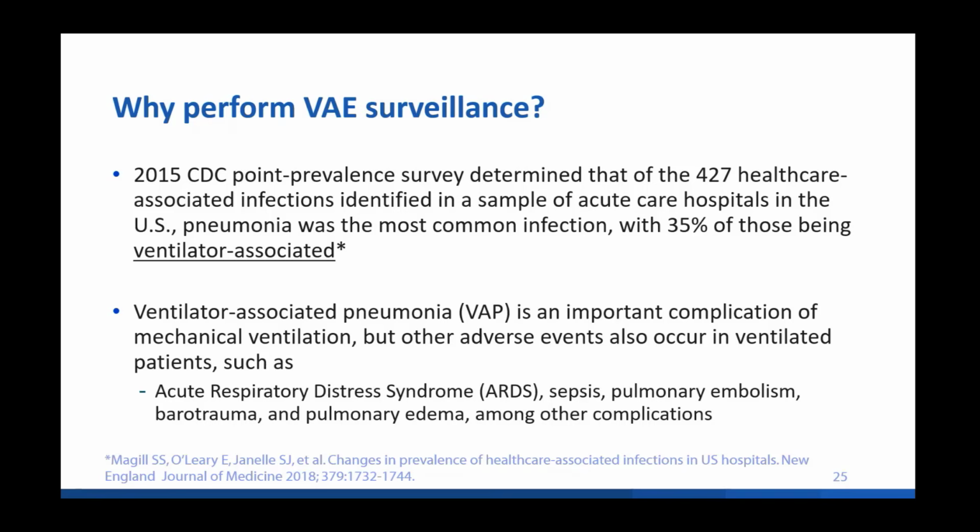And in the next couple of slides, we'll go into why we perform VAE surveillance. A 2015 CDC point prevalence survey determined that pneumonia was the most common HAI identified in the sample. 35% of those pneumonias were found to be ventilator-associated. And while ventilator-associated pneumonia, or VAP, is an important complication of mechanical ventilation, there are other adverse events that can also occur in ventilated patients.